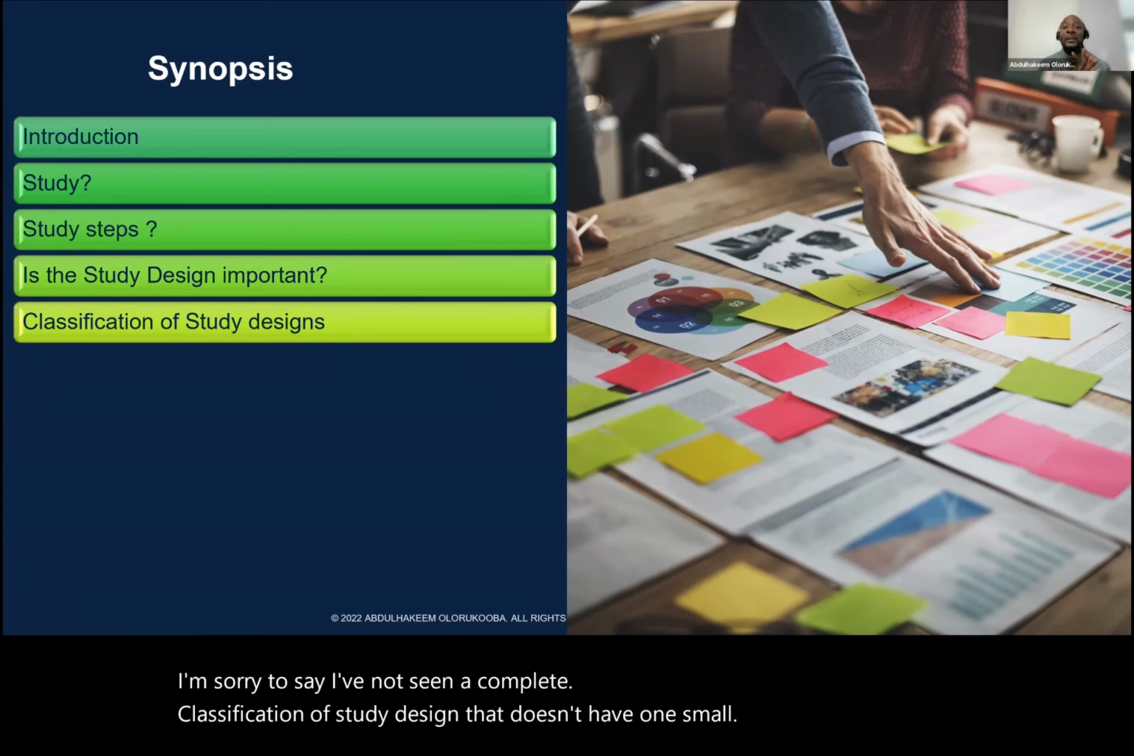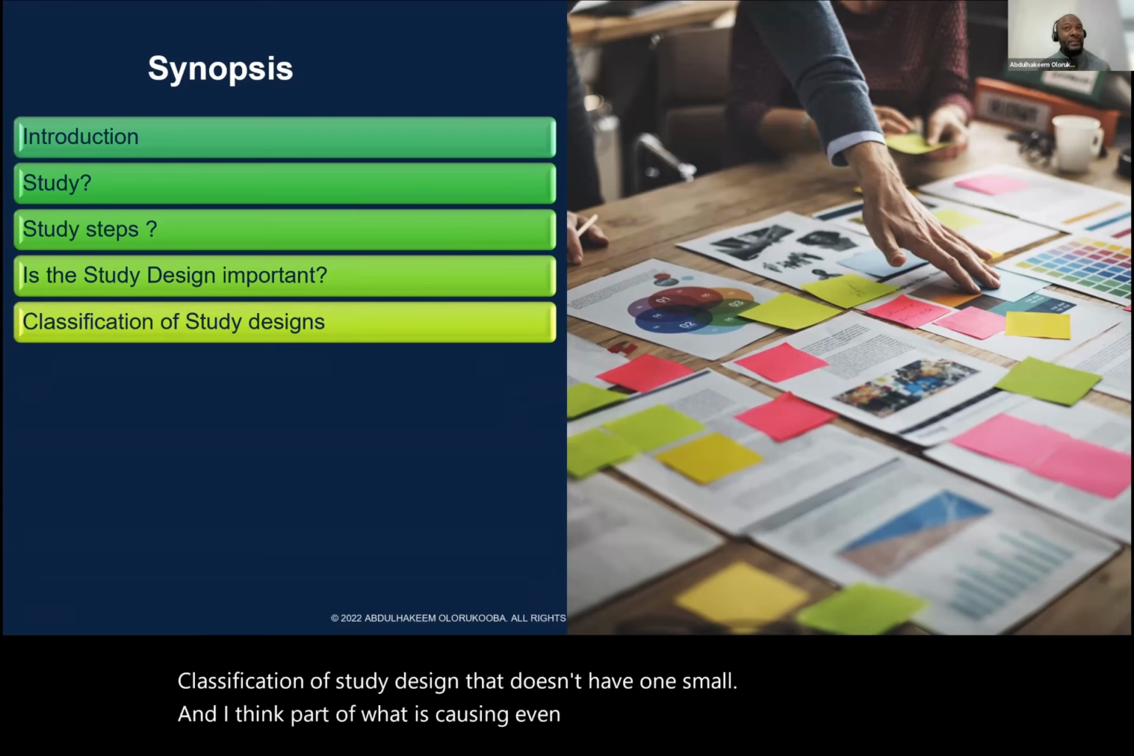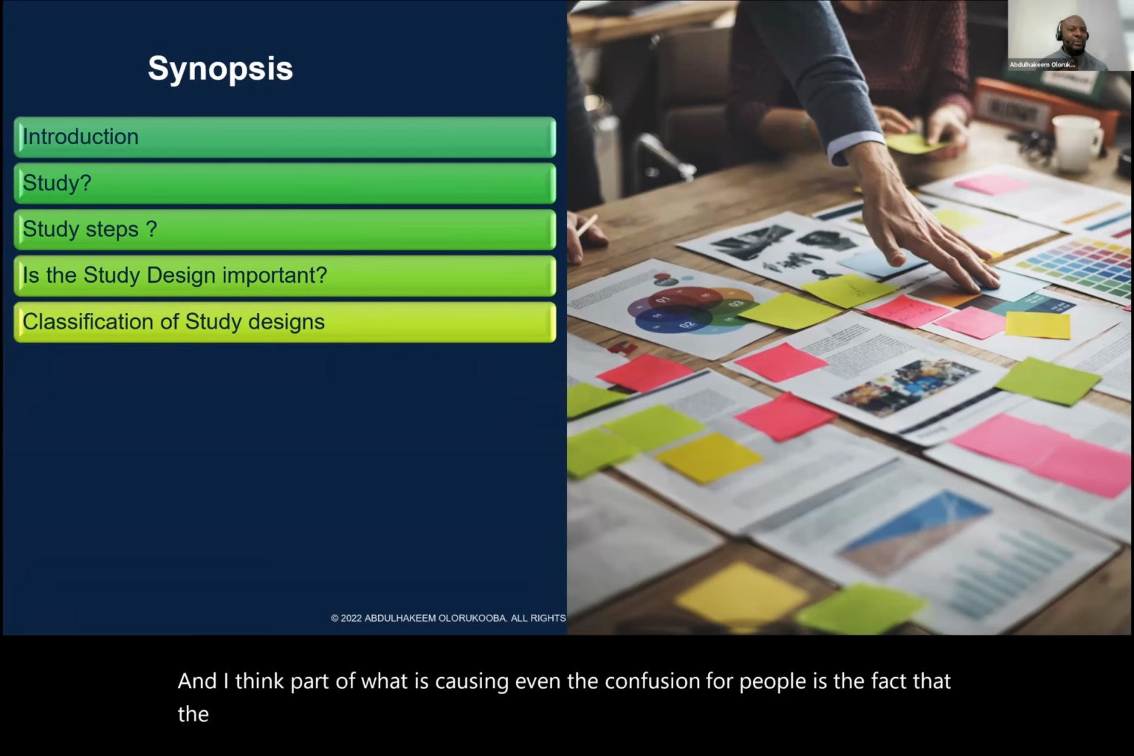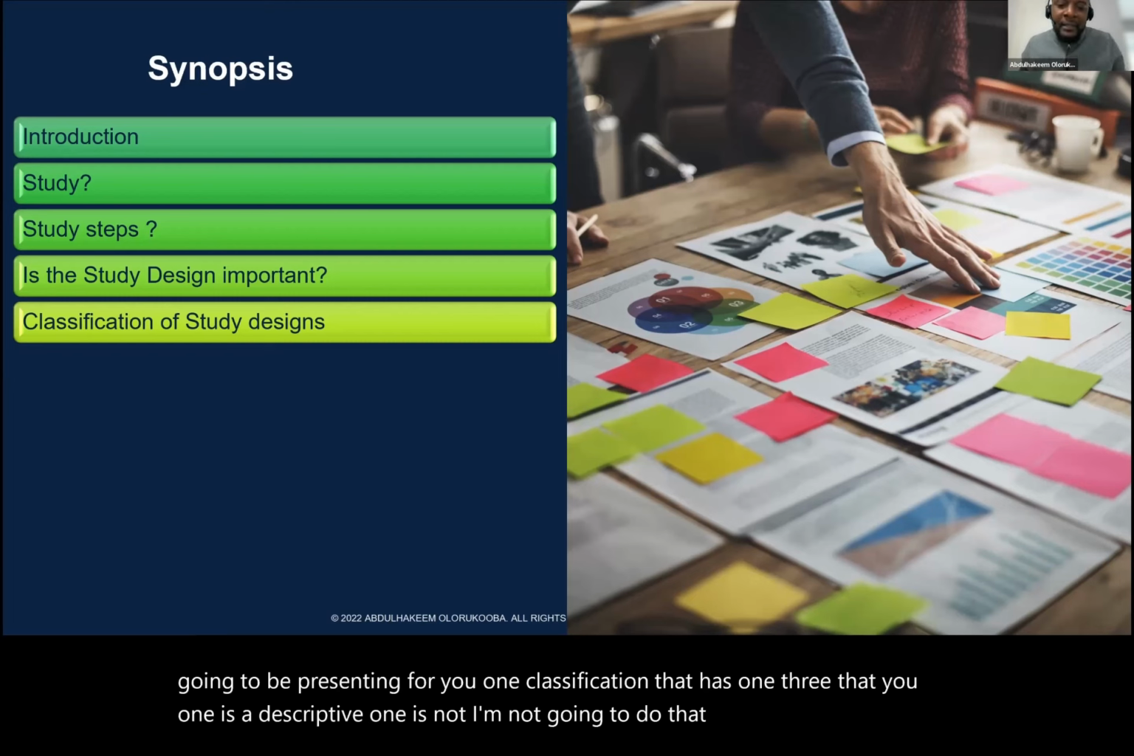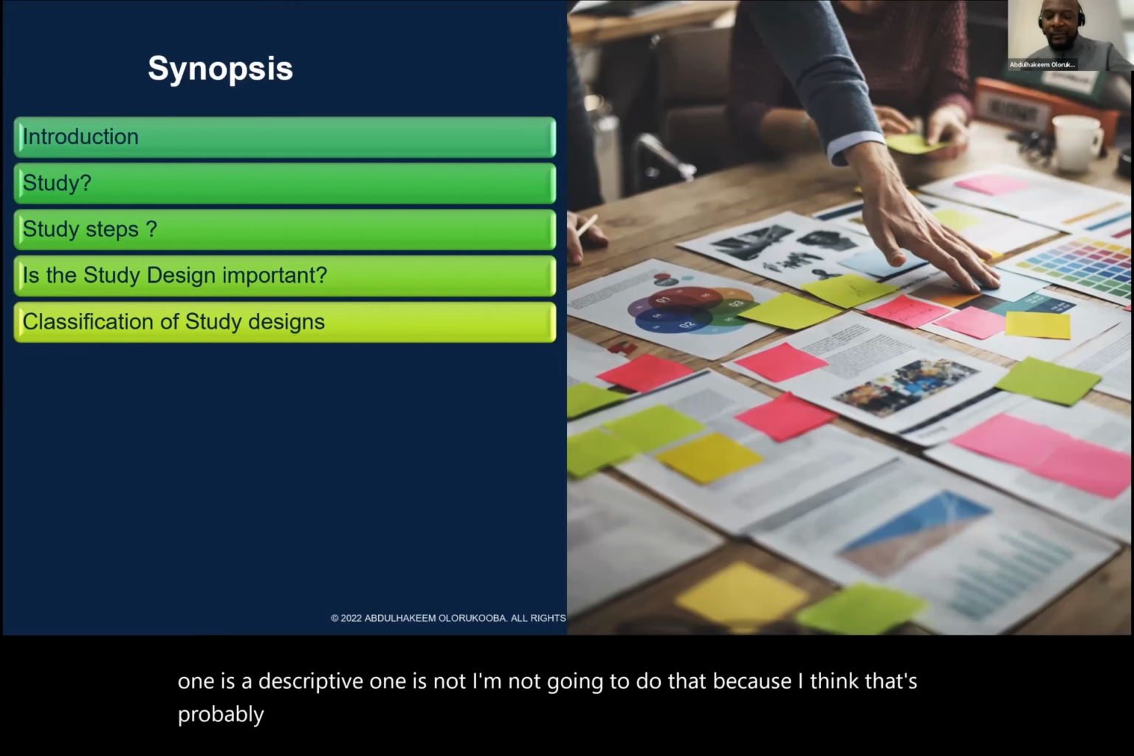I think part of what is causing the confusion for people is that the classifications tend to mix some of these things up. So I'm not going to present one classification that has, say, three categories where one is descriptive and one is not. I'm not going to do that, because I think that's probably the source of some of this confusion.